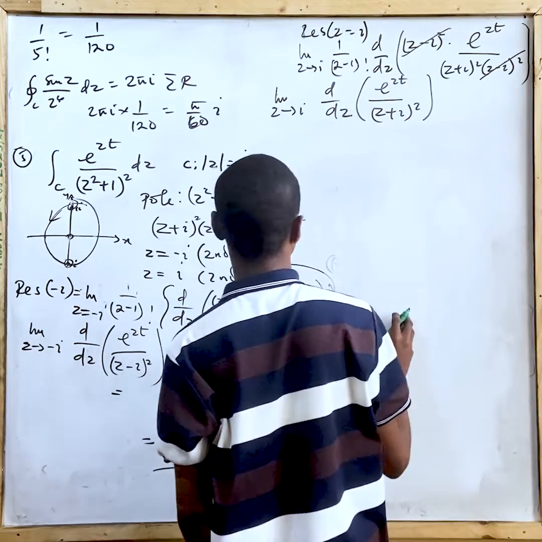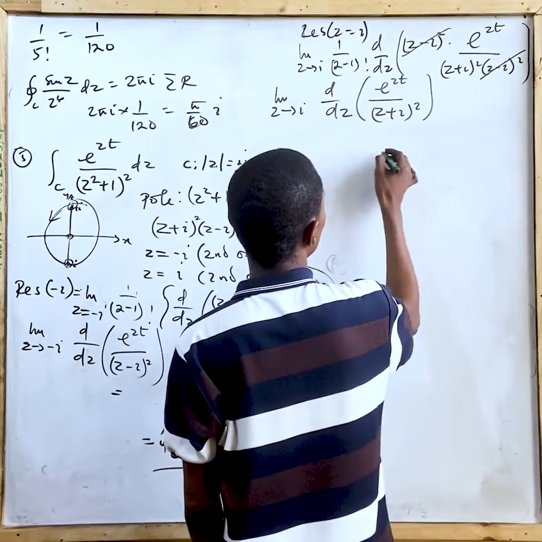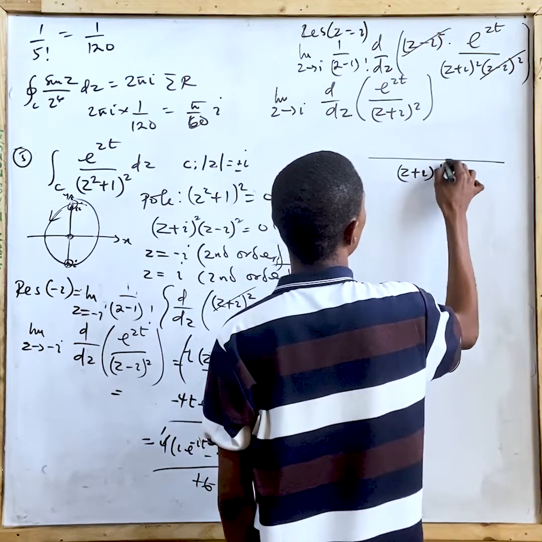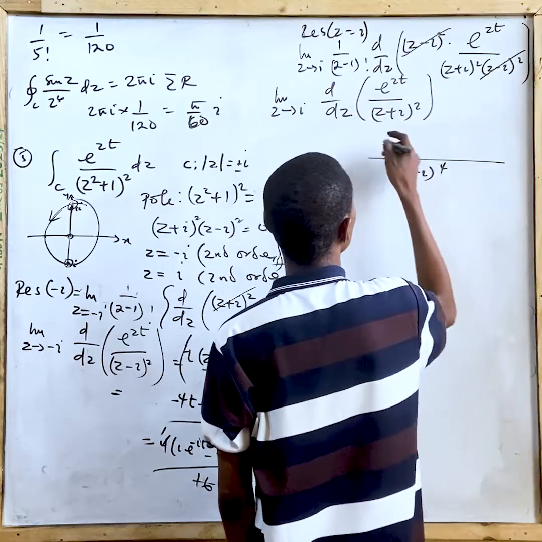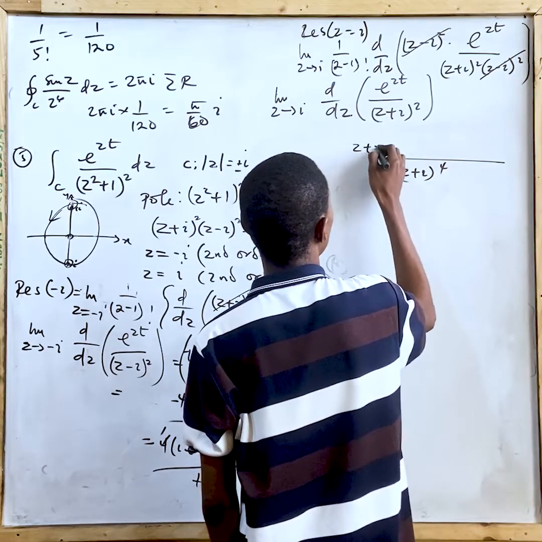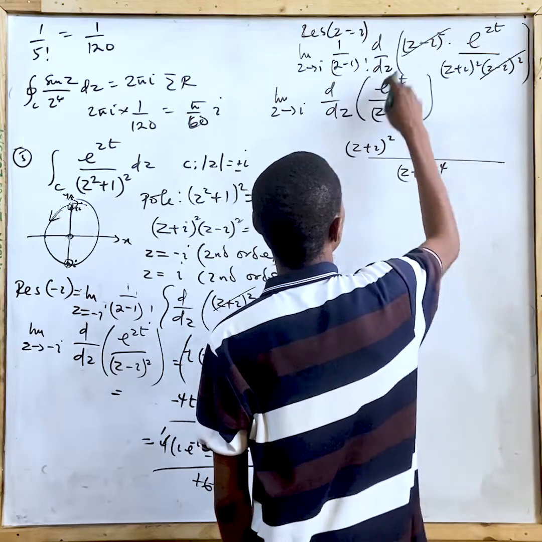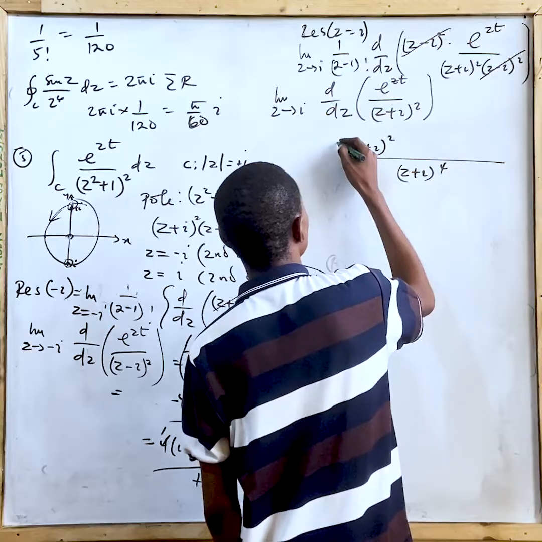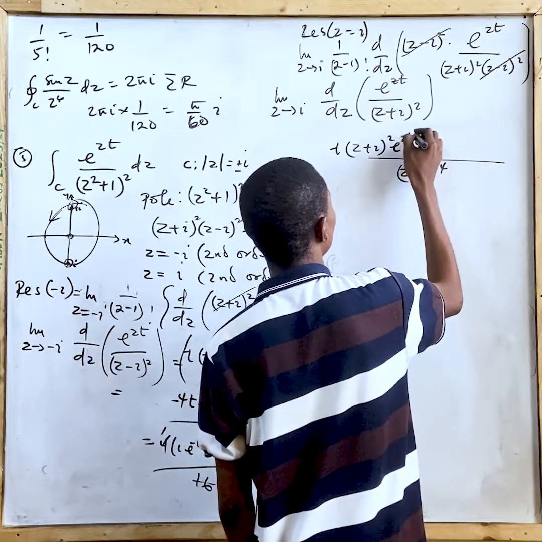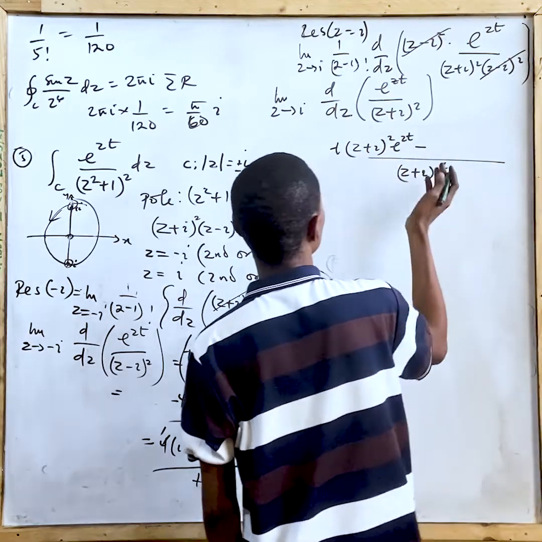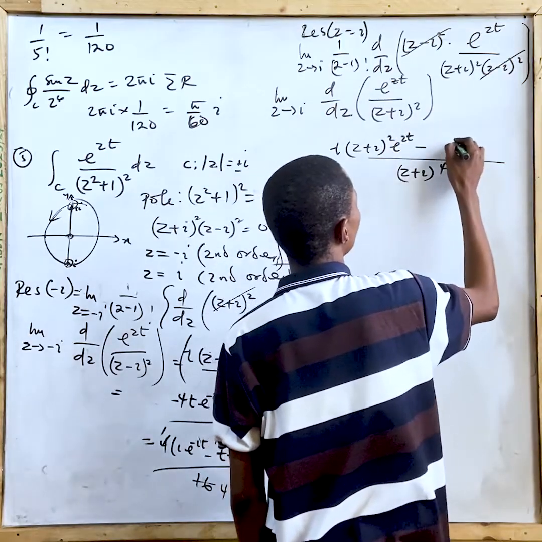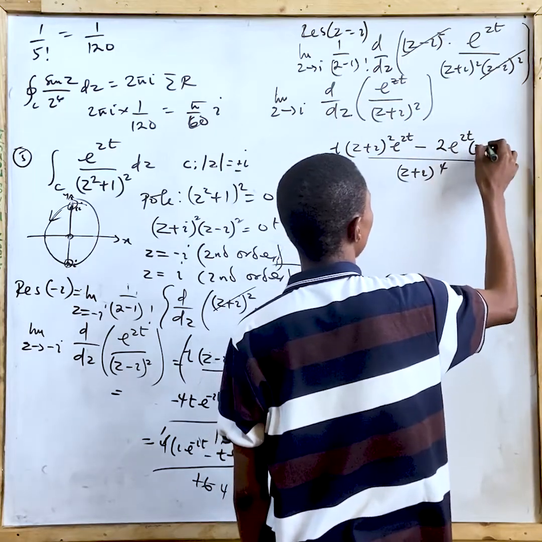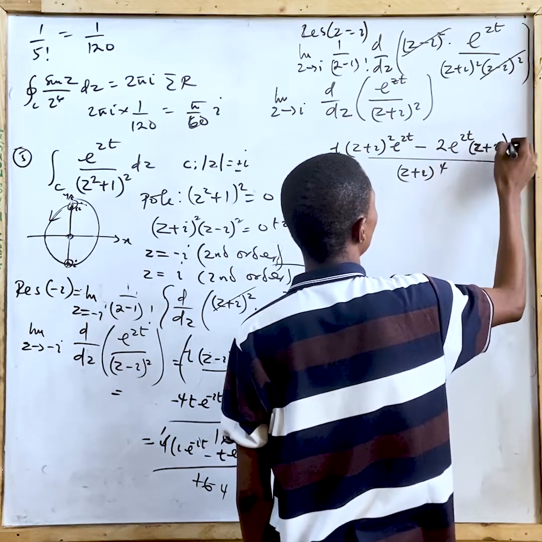So how will I differentiate this? Same way we did the previous one. Quotient rule. We are going to have z plus i all raised to the power 4, v du. V is z plus i squared. Differentiate e raised to the power zt with respect to z. It will be t e raised to the power zt, minus u dv now. Write e raised to the power zt. Differentiate z plus i all squared. That's 2 times z plus i.